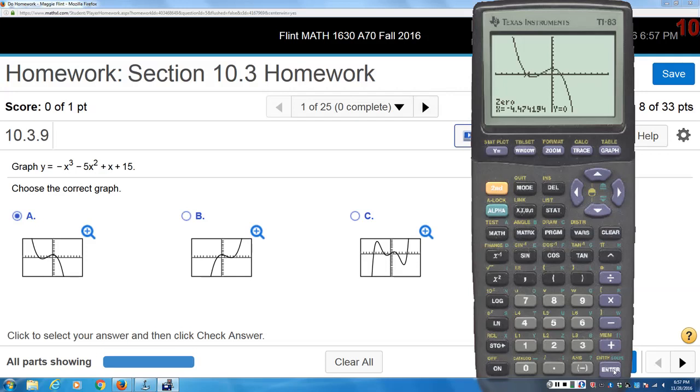Okay? So we're going to follow the same exact thing. We're going to practice again. Second, trace, choose zero, and this time I want to find that x-intercept. Okay?